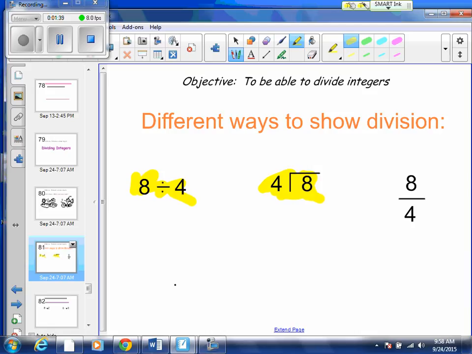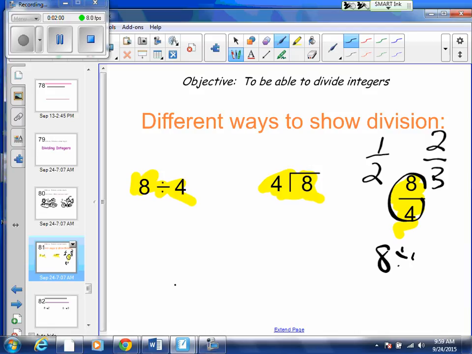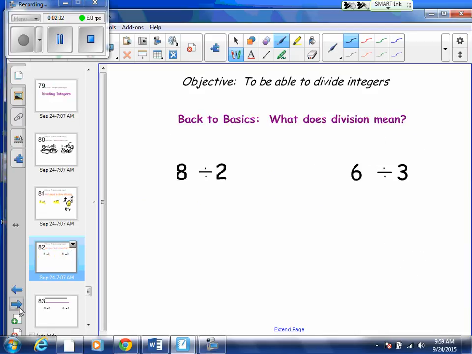And then finally, the most advanced way to show division is a fraction. This means 8 divided by 4. Every time you see a fraction, it's division just waiting to happen. So when you see 1/2, we could also view that as 1 waiting to be divided by 2. 2/3 means 2 divided by 3. We could write this as 8 divided by 4.